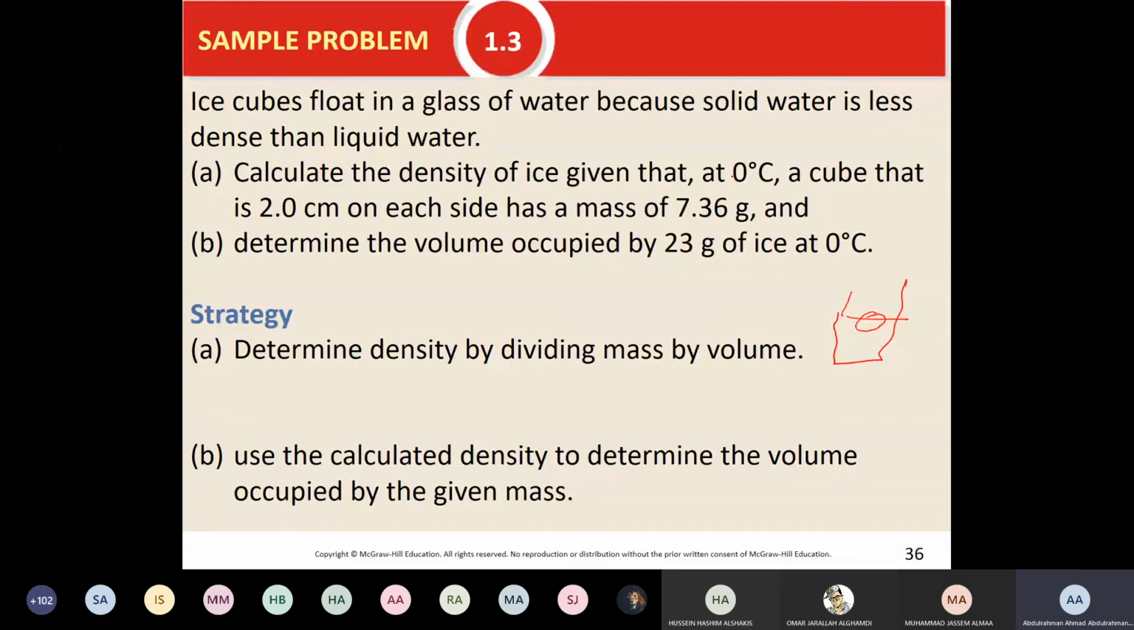Okay, we have a cube here. Each side of the cube is 2 centimeters, and the mass is 7.36. What's the density of the ice? Go ahead and calculate it.